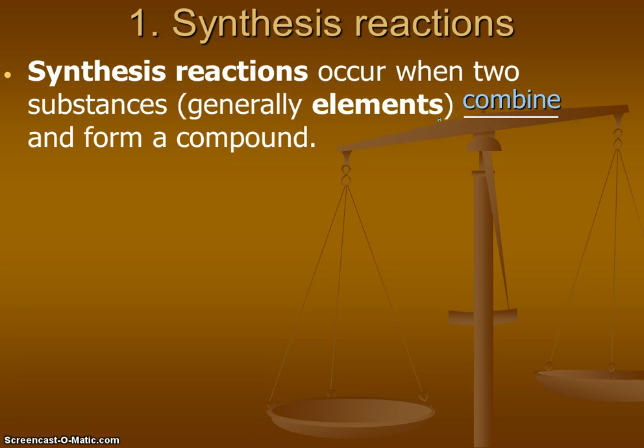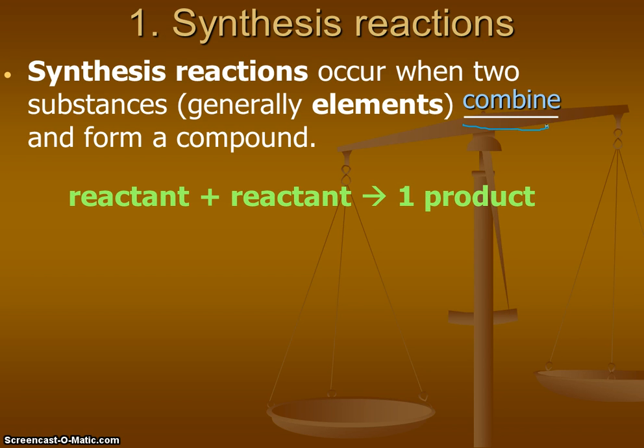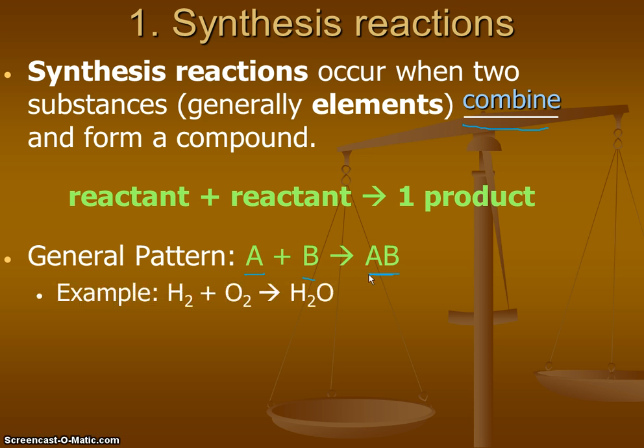So often 2 elements, although it could be 2 small compounds, are going to come together to form one single product, a larger compound. So 2 individual reactants give you one product. If we looked at a general pattern, I've got element A, element B coming together to give me a compound of the 2. So here's a couple different examples of what that could look like.